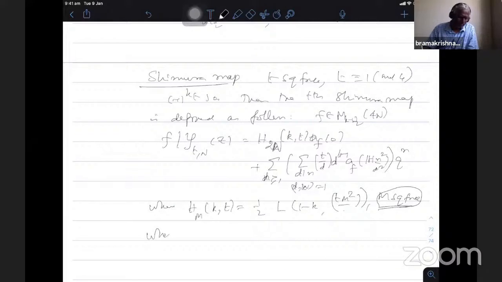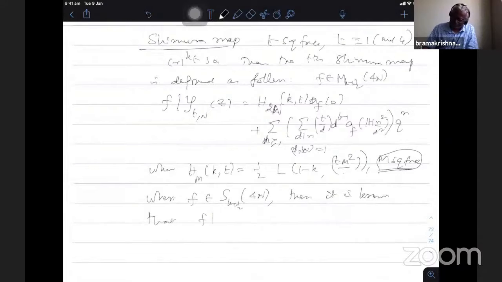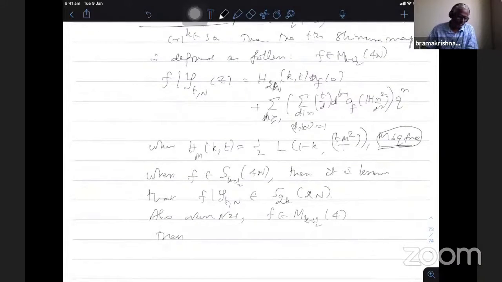So when f belongs to the cusp forms, then it is known that if I apply the Shimura map, it belongs to the integral weight 2k, level 2n. Also, when n equal to 1, f belongs to M_{k+1/2}^+(4), then f bar S_t1 belongs to M_{2k}(2).